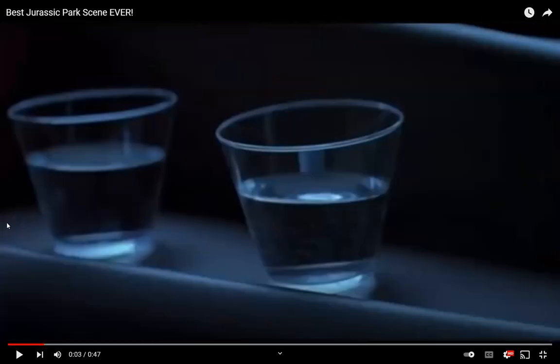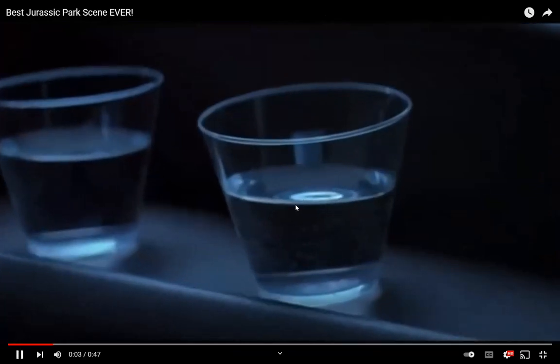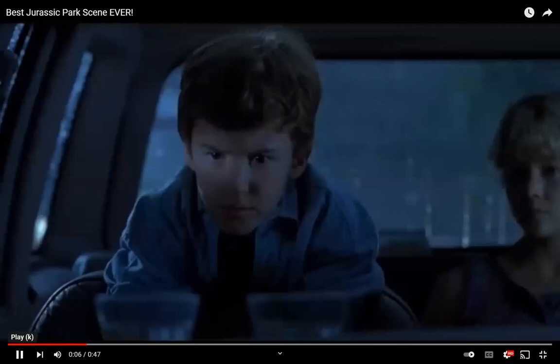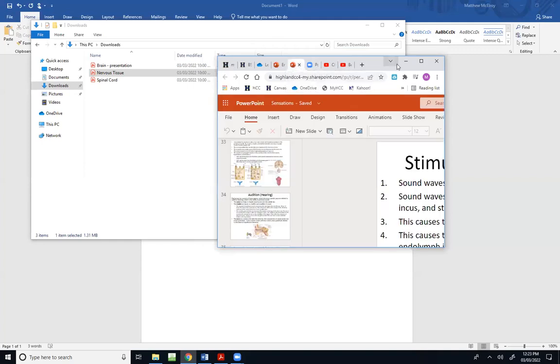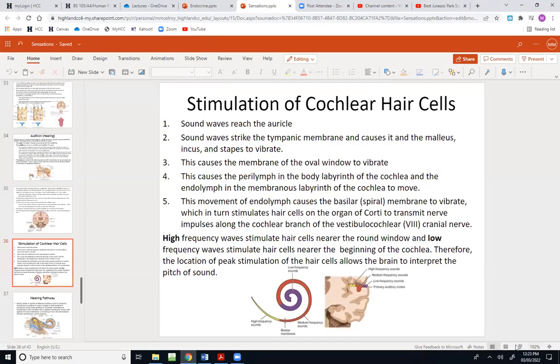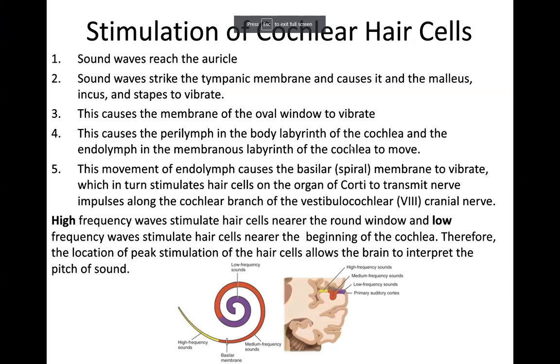When the eardrums vibrate, that transfer of energy is sent into the cochlea, causing a ripple effect, just like what you see here with this water. Now it's probably not perfect like this, but hopefully you get the analogy. So that's what is taking place inside the cochlea. This movement of the endolymph, that fluid, causes the basilar or spiral membrane to vibrate, and that's what stimulates the hair cells in the organ of Corti to trigger and transmit nerve impulses along the cochlear branch of the vestibulocochlear cranial nerves. Now, sound has different pitch.